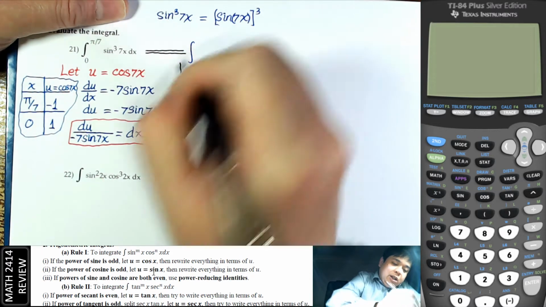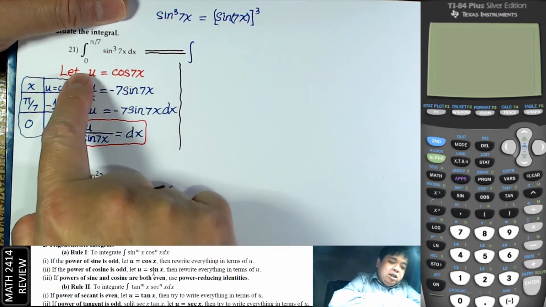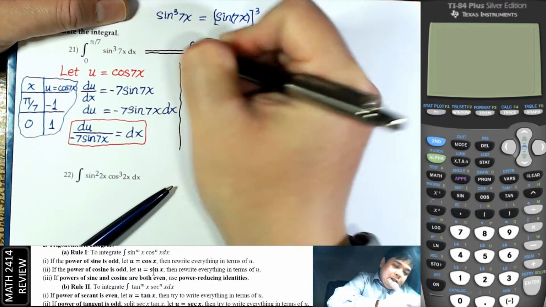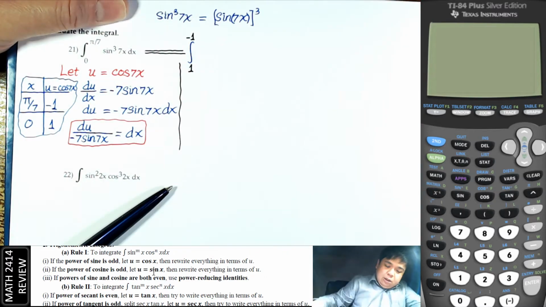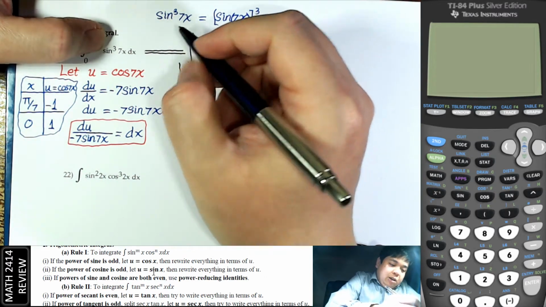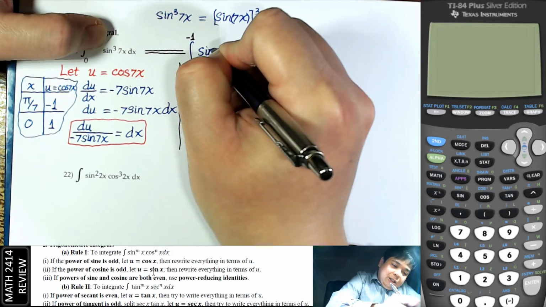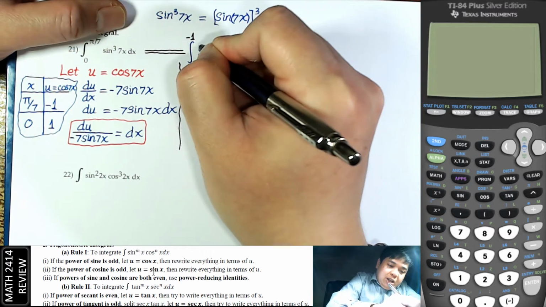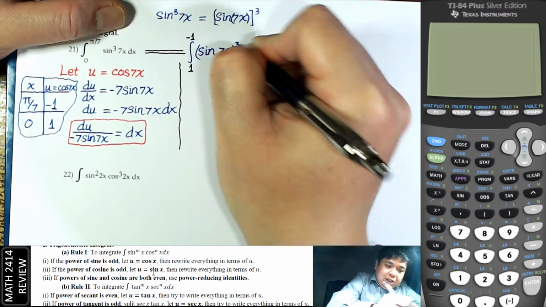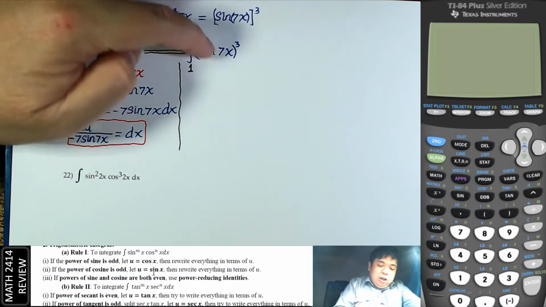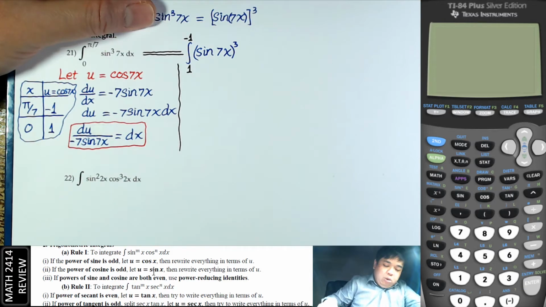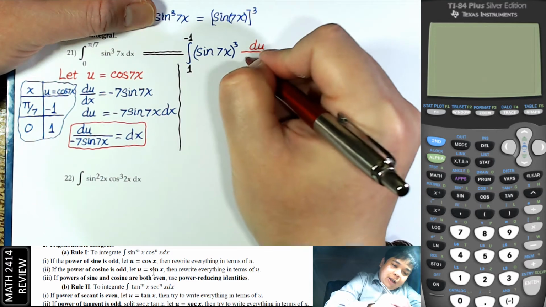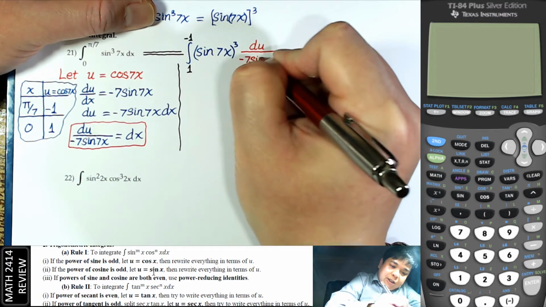So now the limit changes from x from 0 to pi over 7 to u from 1 to negative 1. And then we still have sine of 7x cubed. If we want to, we can just write sine of 7x cubed like this. The cube goes to sine like that. For dx, I'm going to use this one: du over negative 7 sine of 7x.